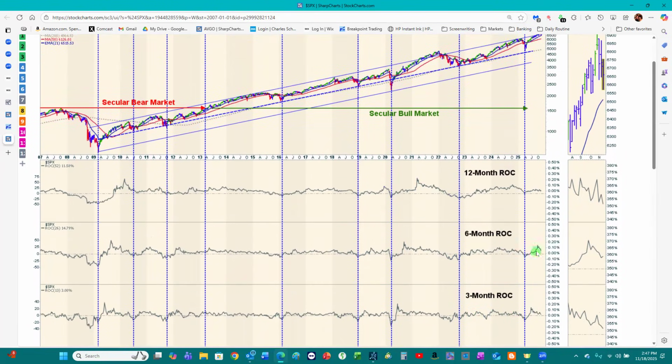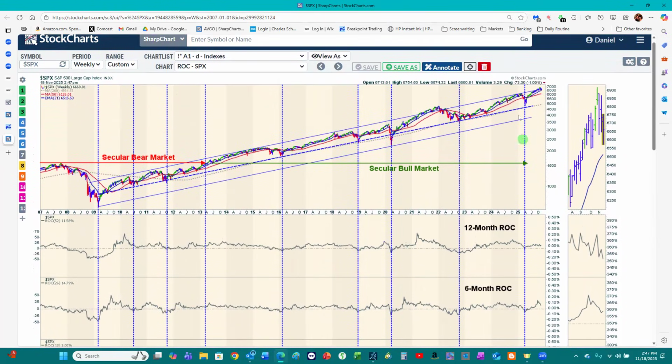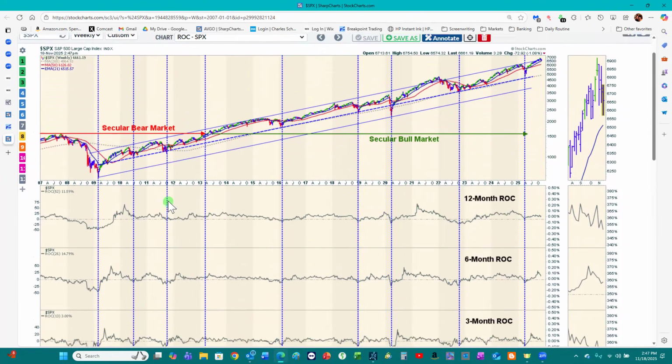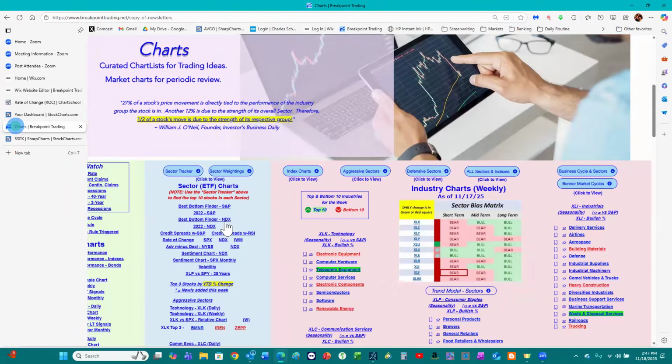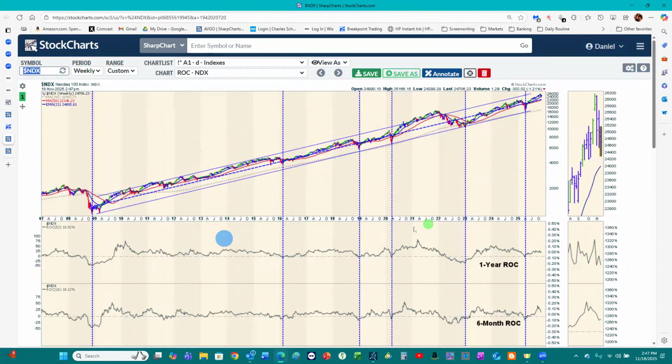On both the 3-month, the 6-month is coming down, and the 12-month really has not, even though the price has moved higher. The 12-month has not really moved up that much. So there's a negative divergence on the 12-month, even as price has gone higher. So that is a little bit of a warning sign, but rate of change can help you to identify things like that. You can also look at the NASDAQ 100, same kind of thing.